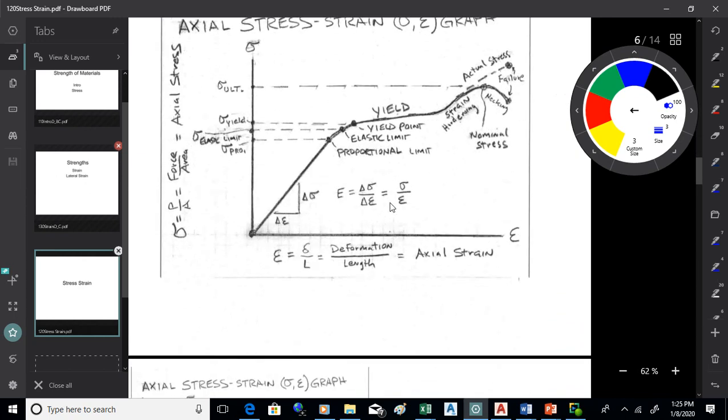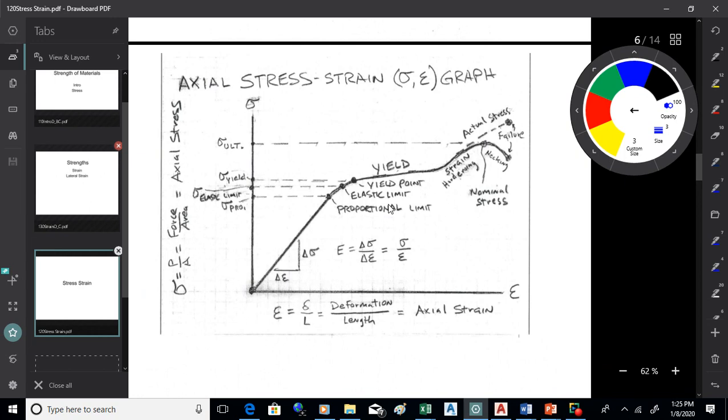Now this is an idealized graph. I just sketched it up so that we could look at it and work with it. Actual materials will be a bit different than what you're seeing here, but I'm just using this to illustrate what's happening with these materials.